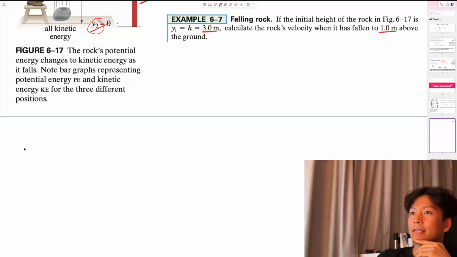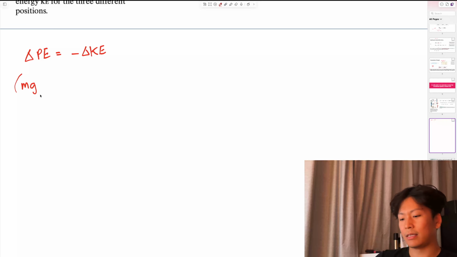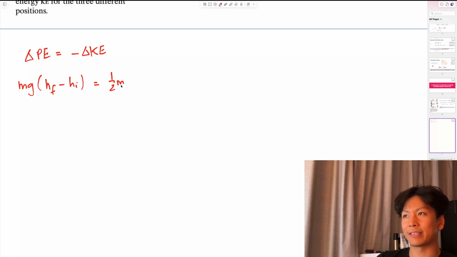Starting height. So let's just apply the equation, right? So change in potential energy has to be equal to negative change in kinetic energy. So if I expand that, that tells me that my potential energy, mg, I'm going to factor out mg, and then I can have h final minus h initial is going to equal half m factored out, and then because this is minus change in kinetic, that's equivalent to vi squared minus vf squared.